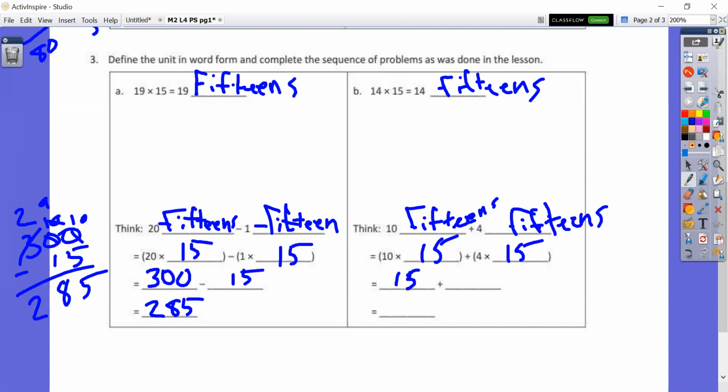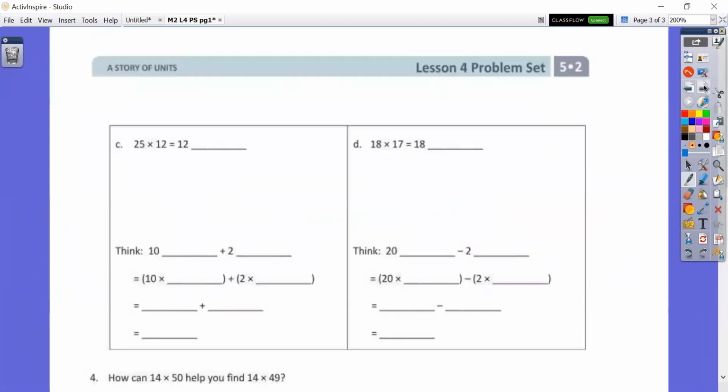Well, 10 groups of 15 is 150. 4 groups of 15, ooh, can you do that in your head? I challenge you. See if you get it right. Should be 60. So if we add those back together, we'll get 210. Again, if you can't do 150 plus 60 in your head, please take the time to stack and add. All right, let's see. Oh, let's definitely do these 2 boxes.